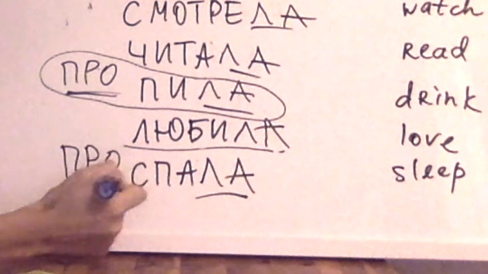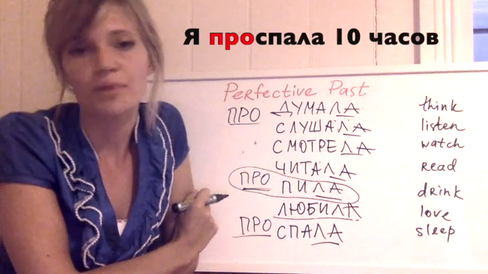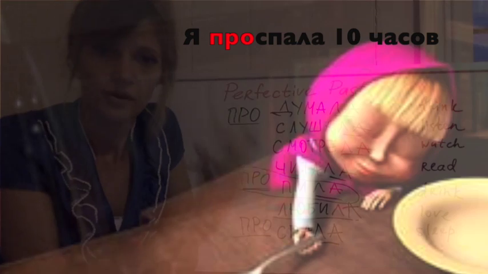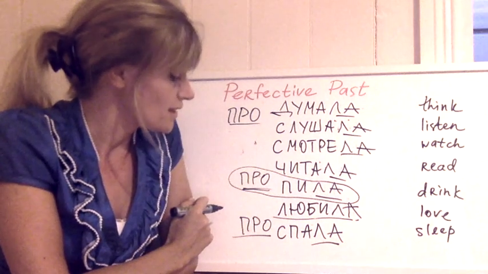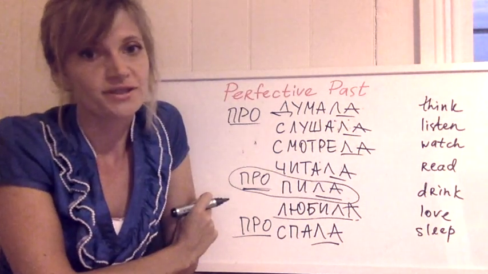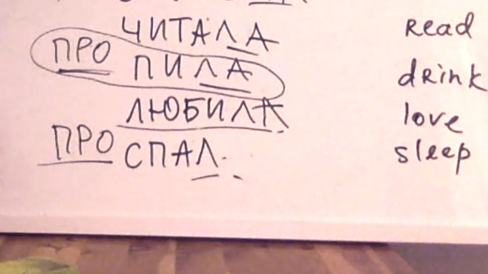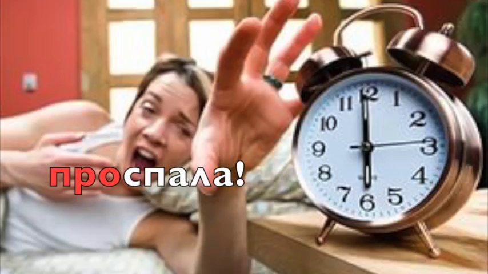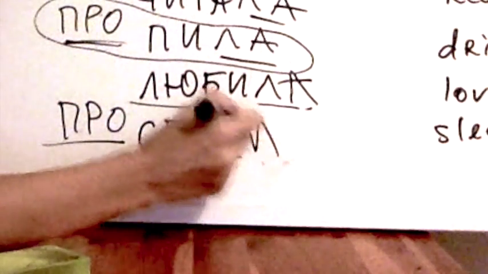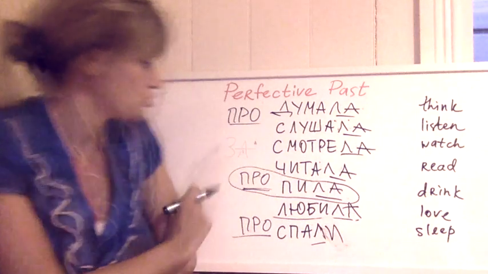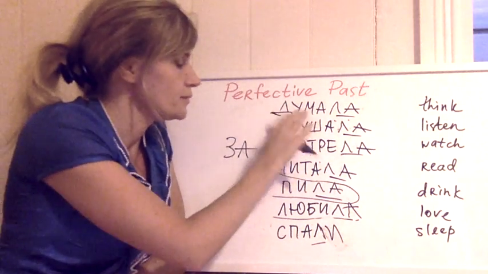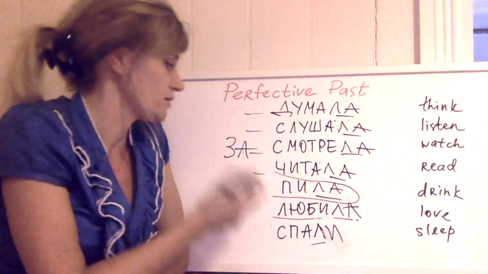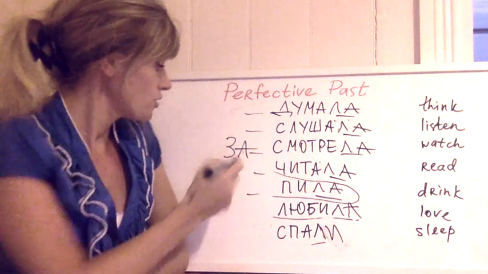Проспала, you can use that. Я проспала 10 часов. I've slept 10 hours straight. Or you can say я проспала, which normally means I overslept. Проспал, he overslept. Проспала, she overslept. Проспали, they overslept. Хорошо? Well, to make it perfective with these verbs, if you see this past tense, there should be something up front to make it perfective. The only question is what you're gonna choose?